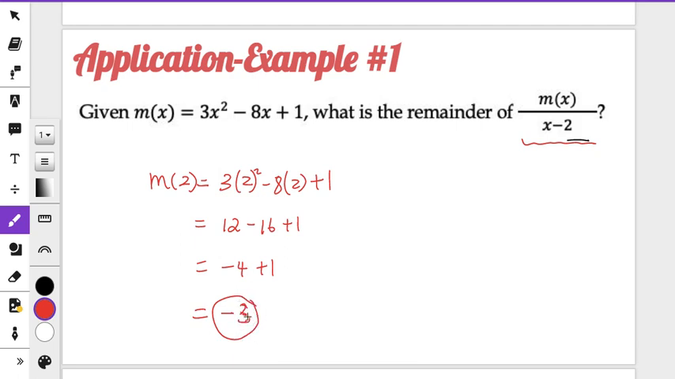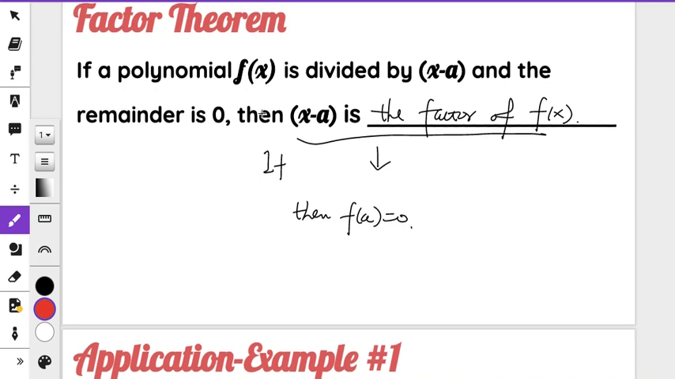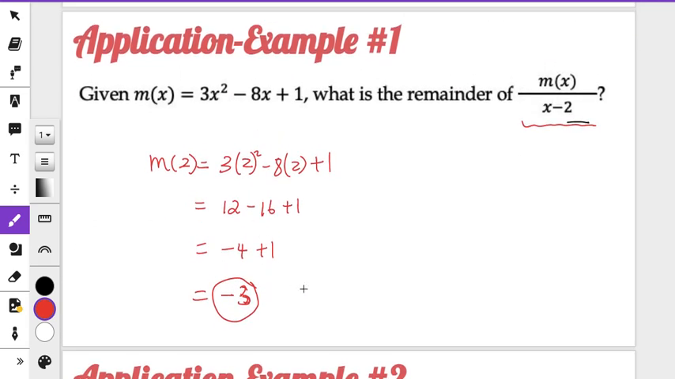Let's extend this idea a little bit further. First of all, whenever we plug in the value, we reverse the sign of the number in the divisor. And next, check what this remainder is telling us. We do not know the quotient yet. Of course, we can use synthetic division or a different way to figure out the quotient, but we do know one thing. Based on the factor theorem, if the remainder is 0, then it's a factor. Since the remainder is not 0 here, we can come to the conclusion that x minus 2 is not a factor of m of x.